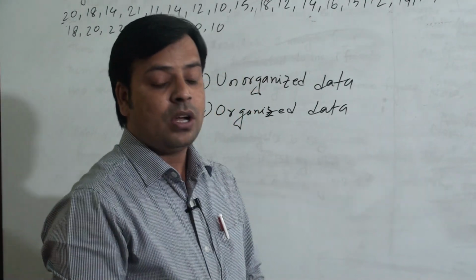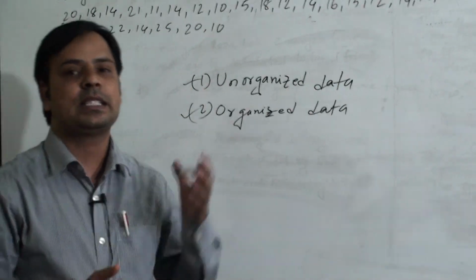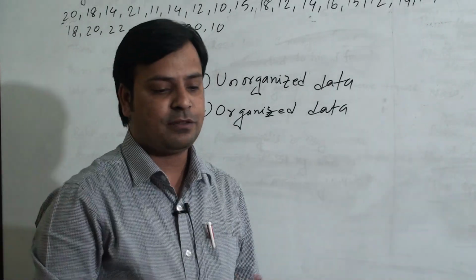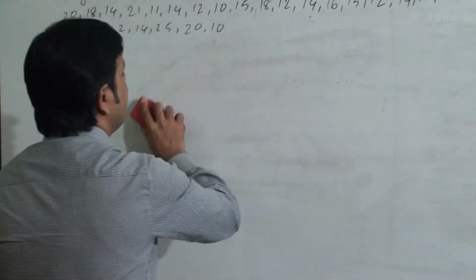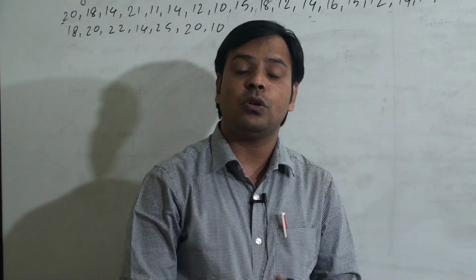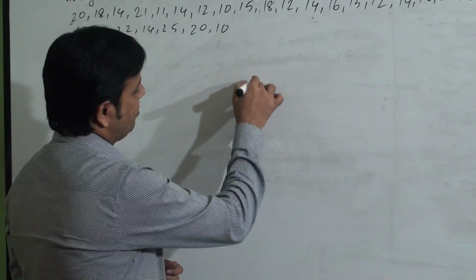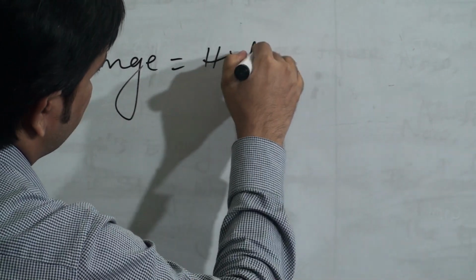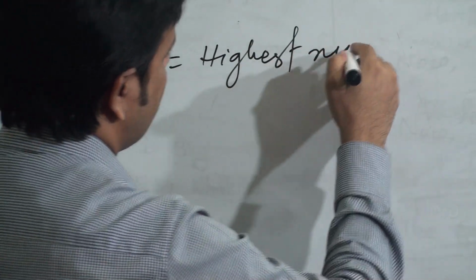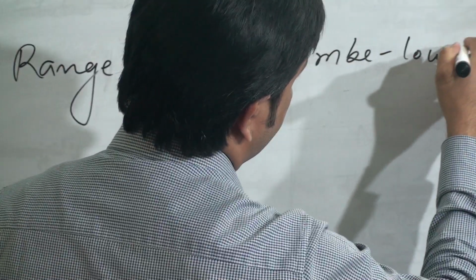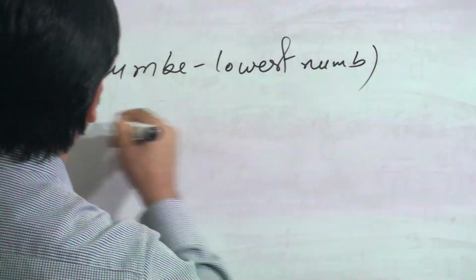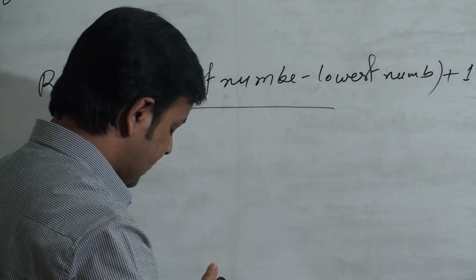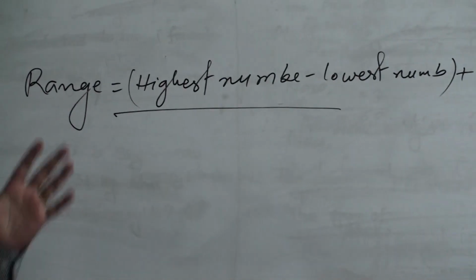Okay, dear students, now I'll show you how we can arrange the data in tabular form. To arrange the data in tabular form, we need to know how to determine the range. At first we need to determine the range. What is the range of the data? To determine the range, we need to know a formula. Range equals highest number minus lowest number plus 1. At first we need to determine the range using this formula, and if we can determine the range, we can arrange the data in tabular form.